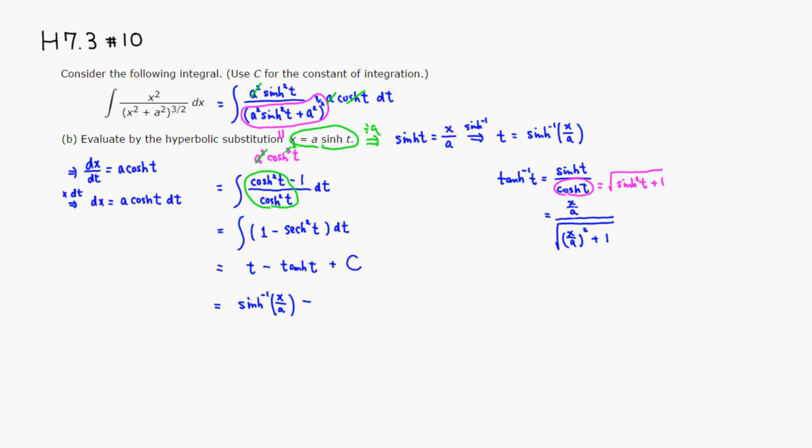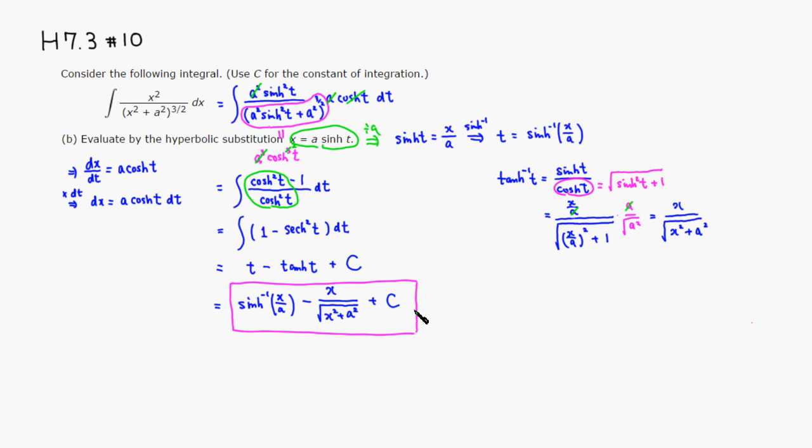Then to simplify it, we can simply multiply top and bottom by a. The a is equivalent to the square root of a squared, so we get x over the square root of, you have a squared on the bottom and a squared on top cancel out, so you have just x squared, and 1 times a squared would be a squared. So you have x over the square root of x squared plus a squared, plus some constant c. So that's the answer using hyperbolic substitution.